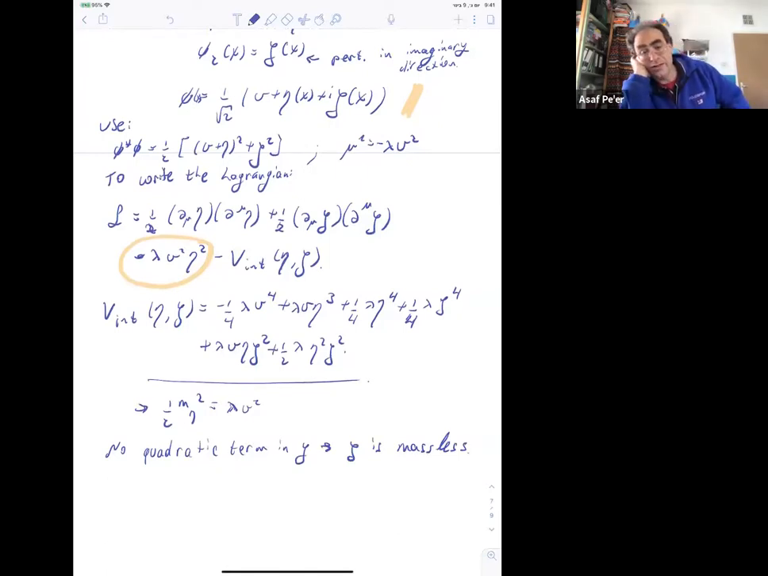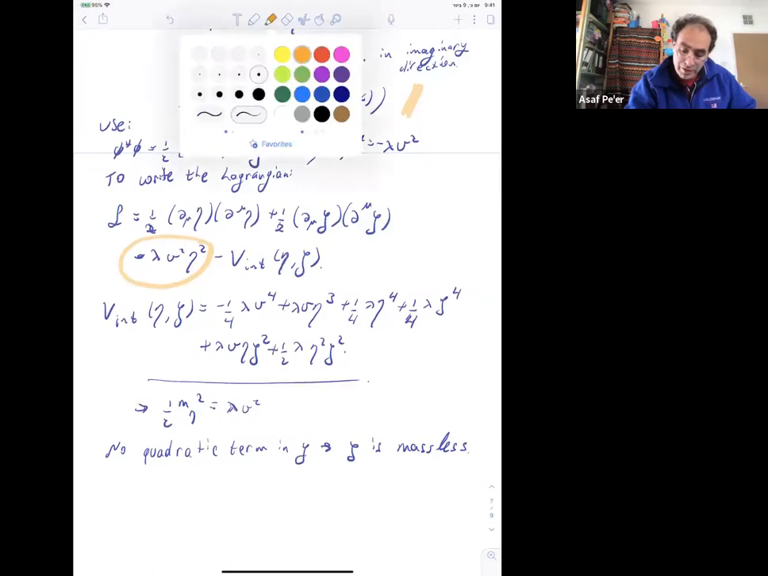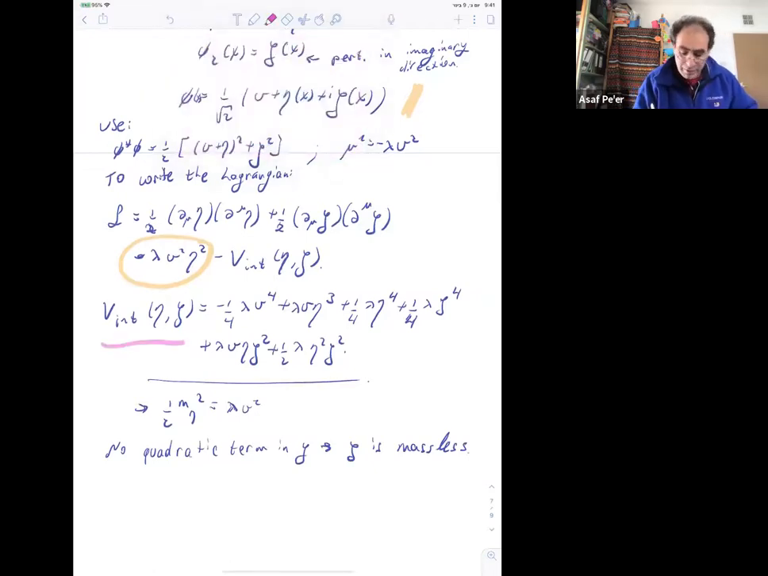Everything else, which means all the terms inside this interaction part of the potential, right? All these terms represent interaction between the fields, right? So triple and quadratic couplings of the fields eta and psi. So it's a triple, quadratic, 4-point vertex, etc. of these fields.